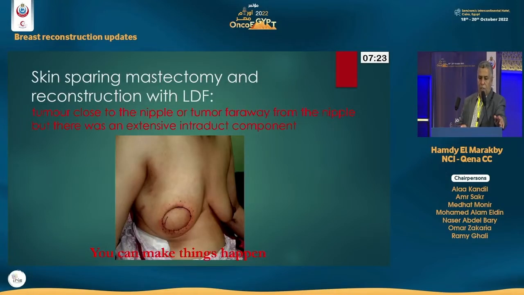Of course, consider when the tumor is close to the nipple, not the areola, because some patients tend to have a wide area where the tumor is more than 2 centimeters away from the nipple. In such a situation, if the lesion is close to the nipple, or if there is an extensive intraductal component, you have to excise the nipple and the areolar disc around it and do a skin sparing mastectomy and LED flap or other variety of reconstructive procedures that we might discuss in the next few slides.